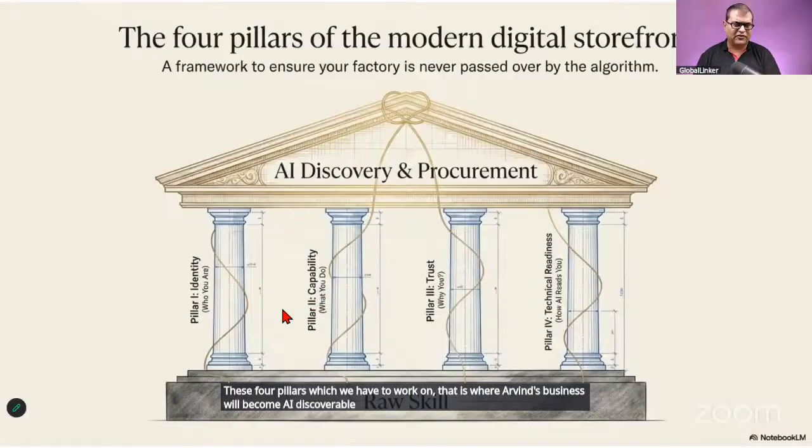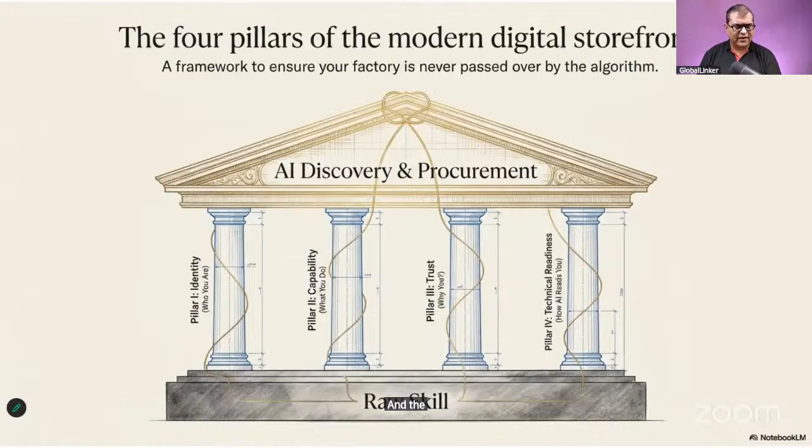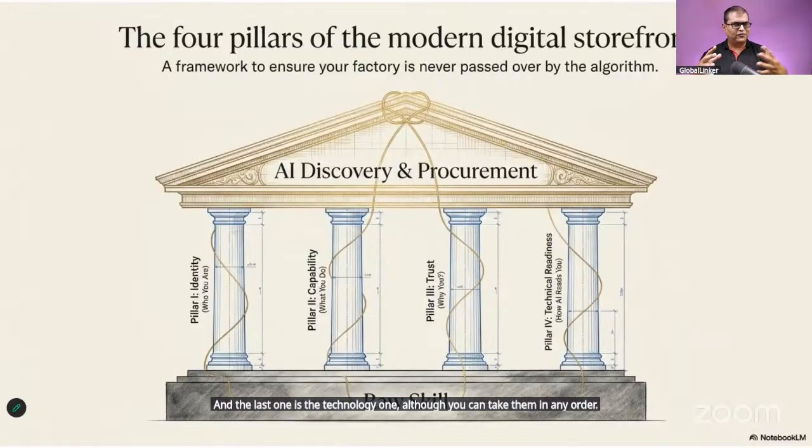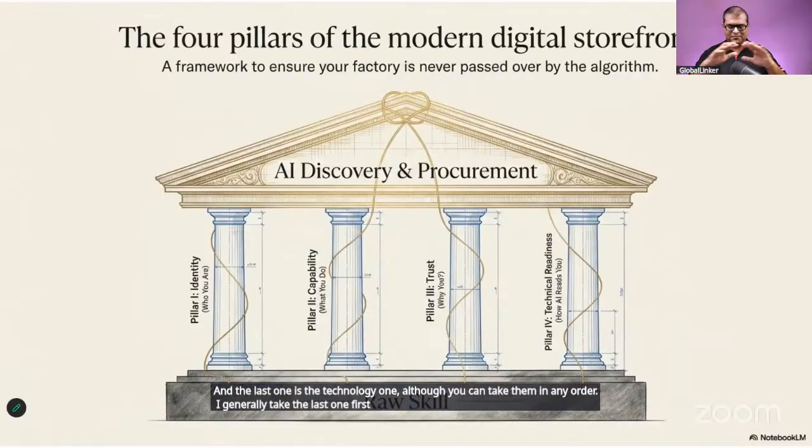What are these pillars? Let's quickly go through them. The first pillar is who you are. The second pillar is what do you do. The third pillar is why you, or why should you be trusted. And the last one is the technology one, although you can take them in any order. I generally take the last one first, but these are the four pillars on which your business's AI discoverability stands.